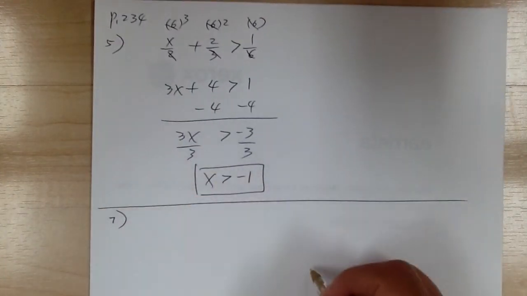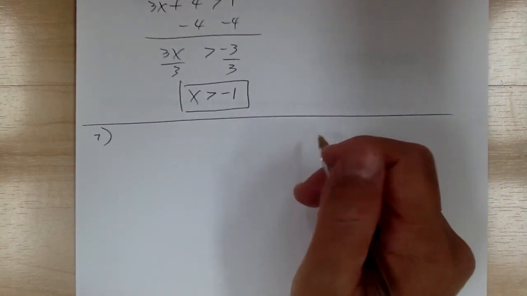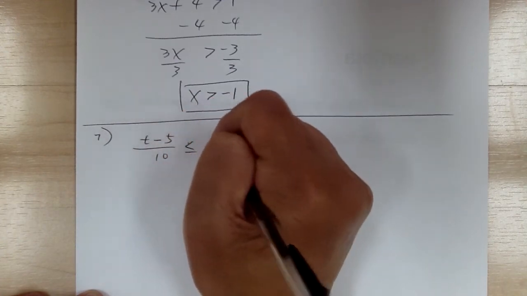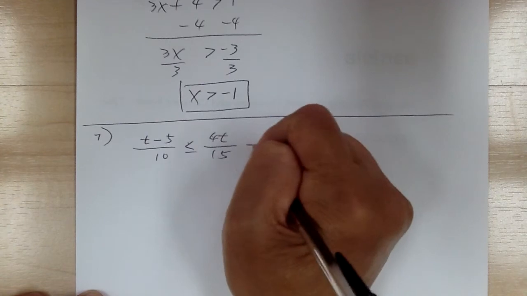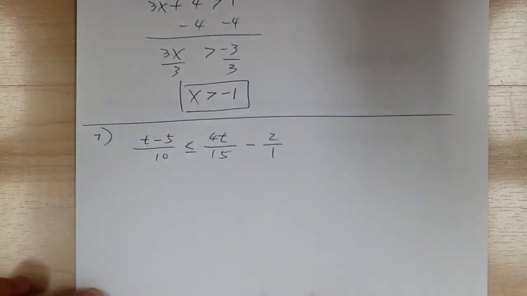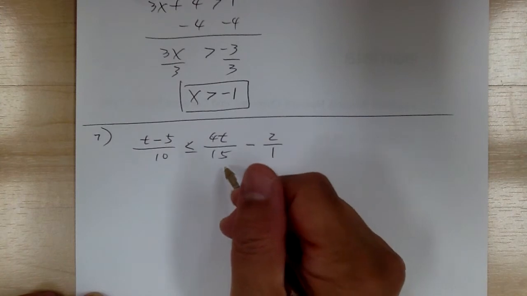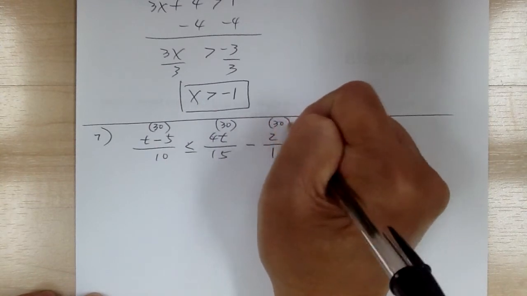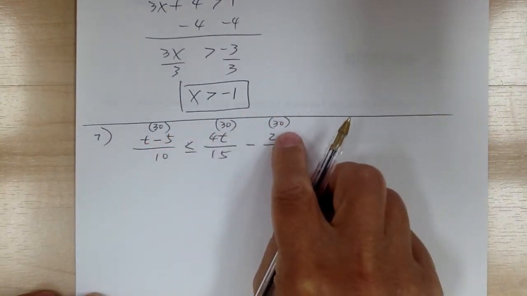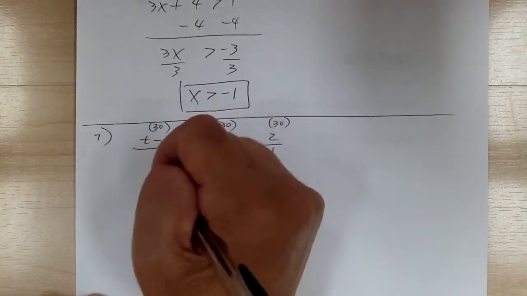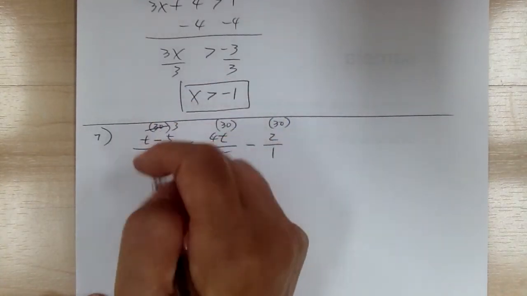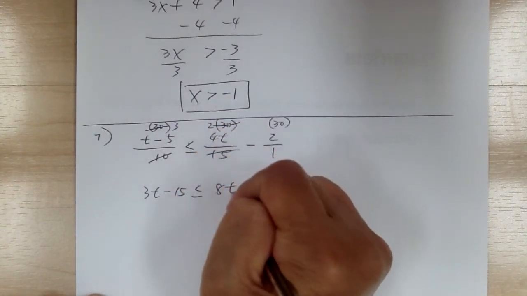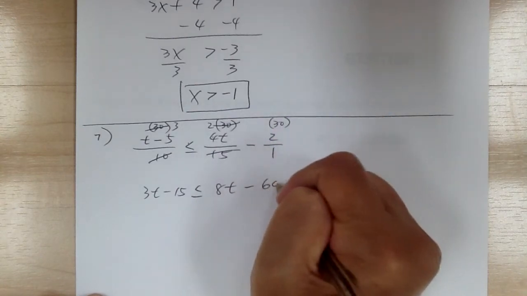Okay, let's go to number 7. You have t minus 5 over 10 is less than or equal to 4t over 15 minus, I'm going to make it into 2 over 1. Okay, so again, the common denominator will be 30, so multiply by 30. And notice I write down each term and put it in parentheses. That way you know that this is the one you're multiplying. So cancel, you get 3. So when you multiply, you get 3t minus 15. This one you cancel, you get 2, so you get 8t. This one does not cancel, so you get 60.